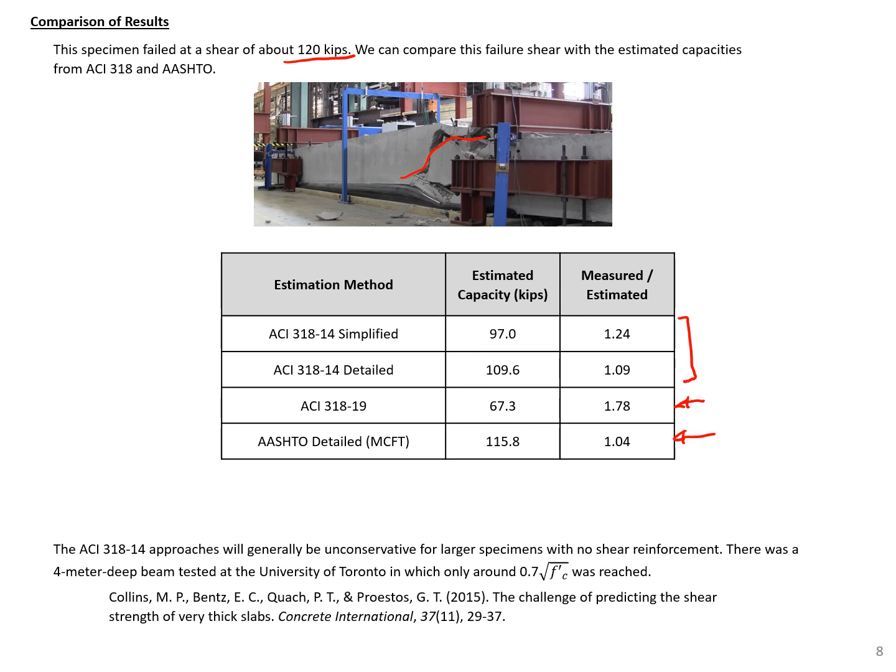Note though that ACI 318.14 generally becomes unconservative for larger specimens with no shear reinforcement. So there was a test at the University of Toronto where they found a strength of only about 0.7 times the square root of f prime c, where you can remember with the simplified procedure we had 2 times the square root of f prime c. So in that test with the 4-meter deep beam, they had unconservative results. And you can look at this paper by Collins et al. to see more details on that testing. So that concludes this example problem.